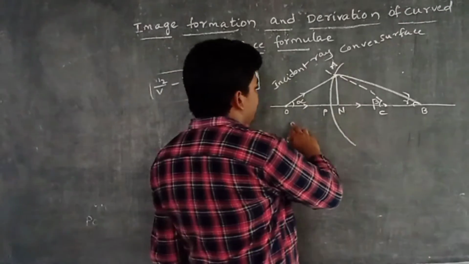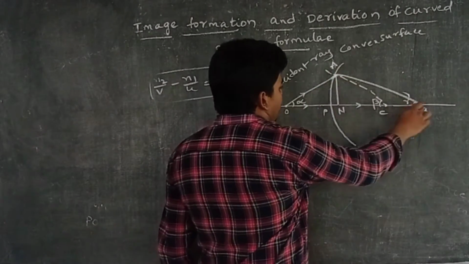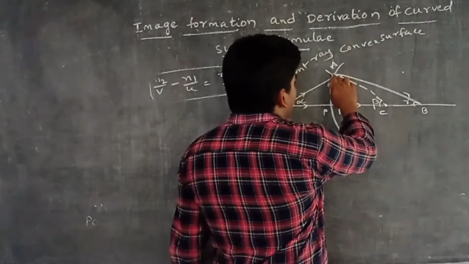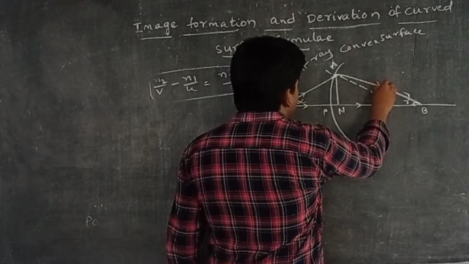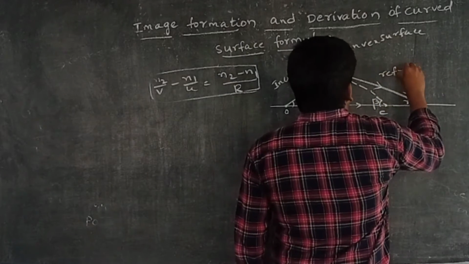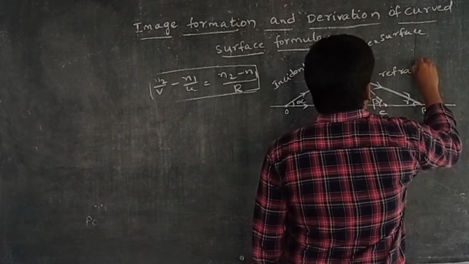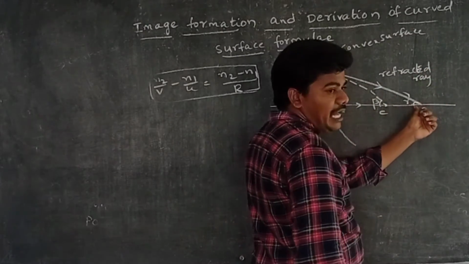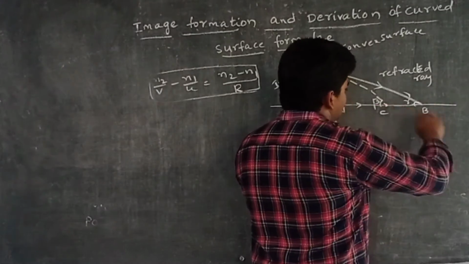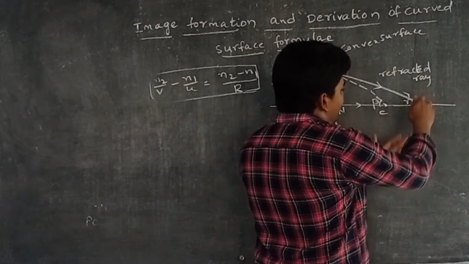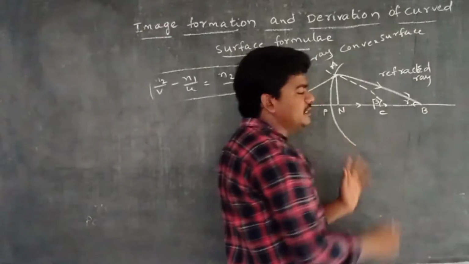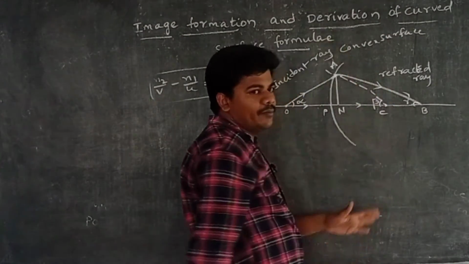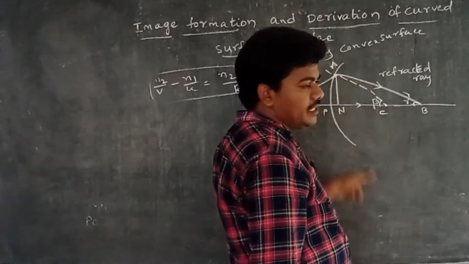Then see here, OAB is a triangle, right? This one is the refracted ray, and it makes an angle gamma with the principal axis. And second, I have drawn a perpendicular from C to point A. This seems to be a sphere.